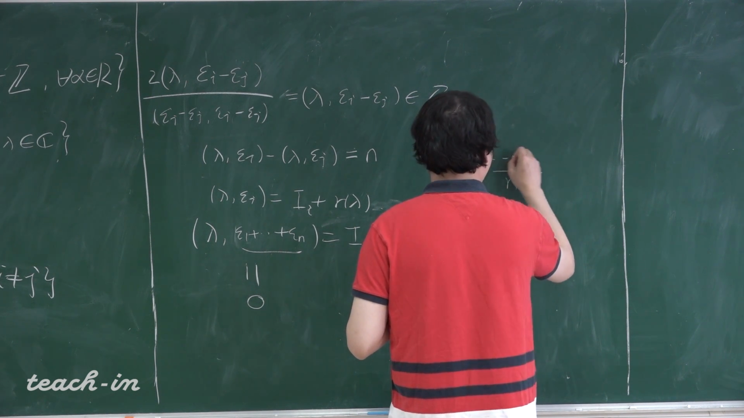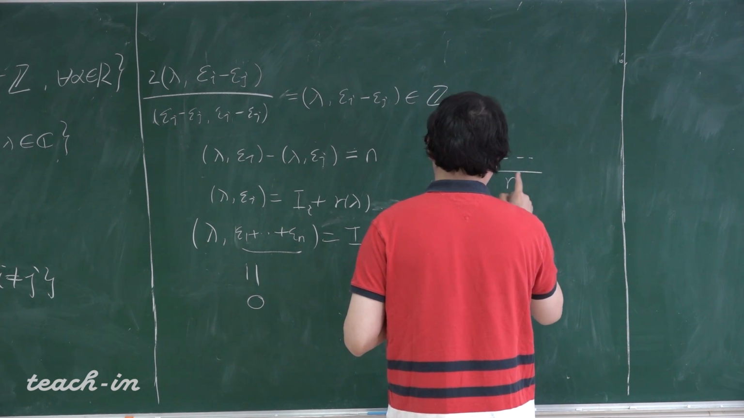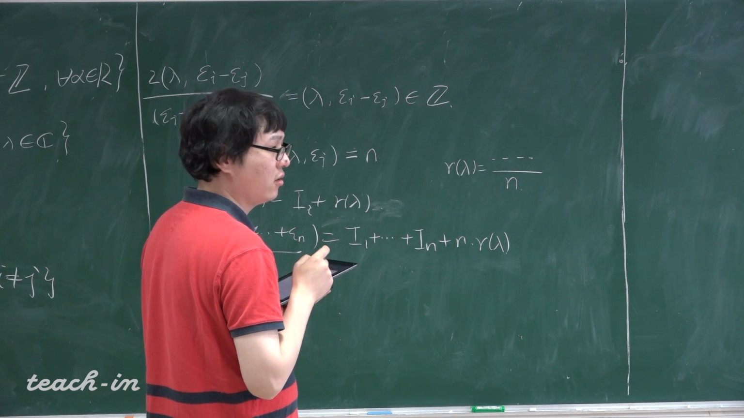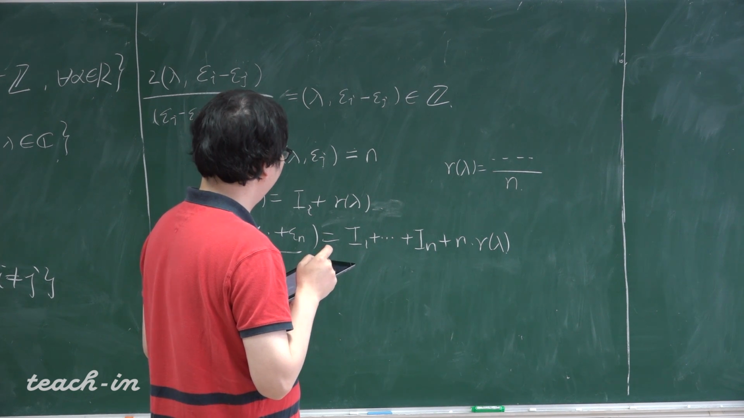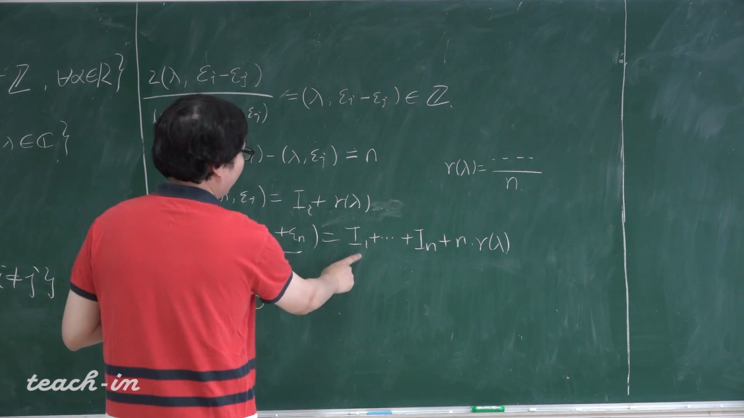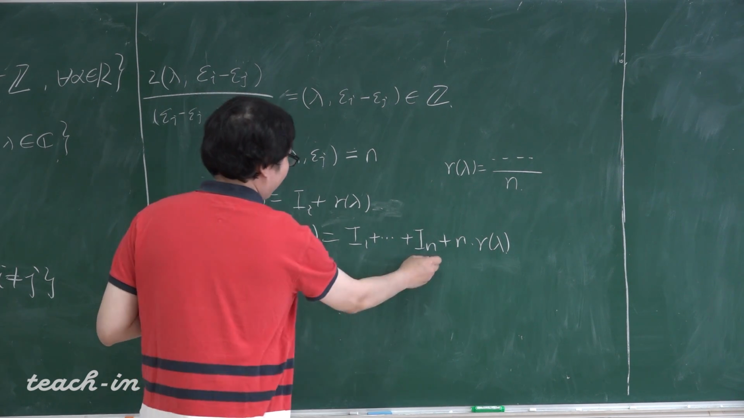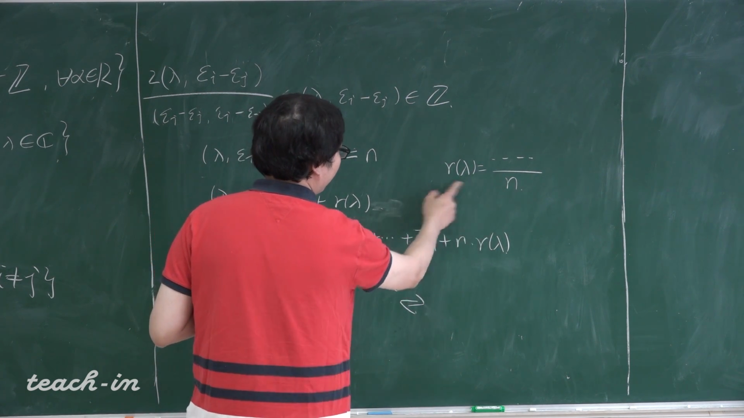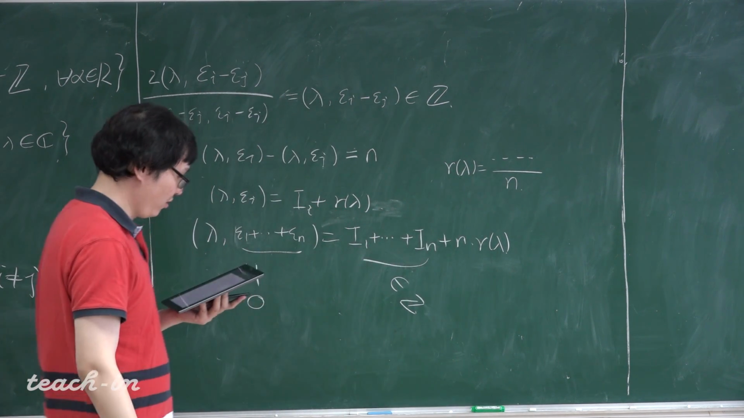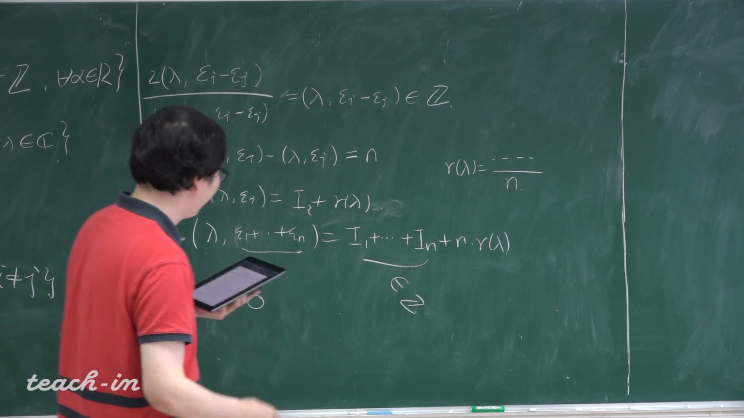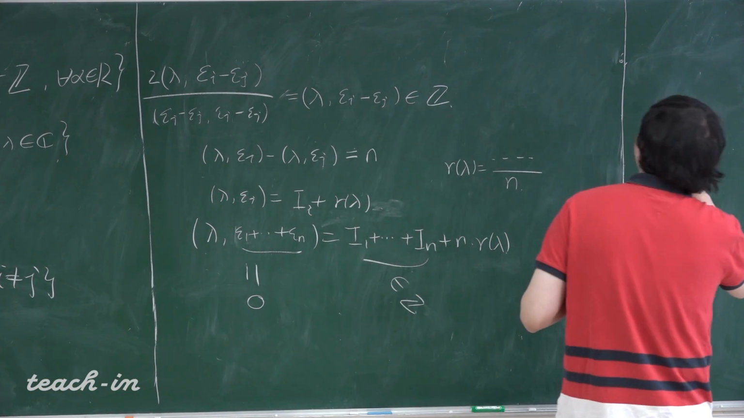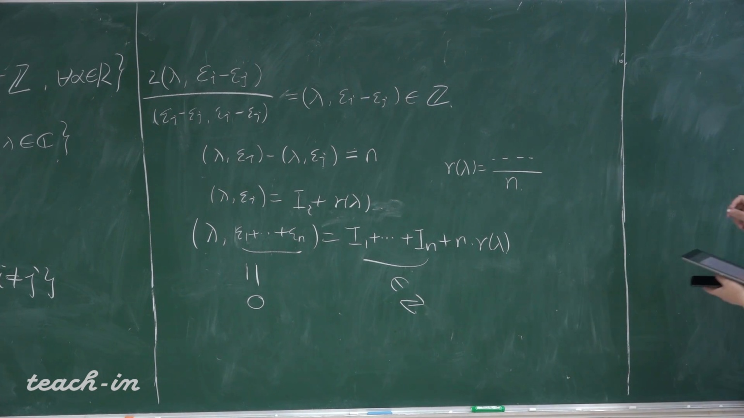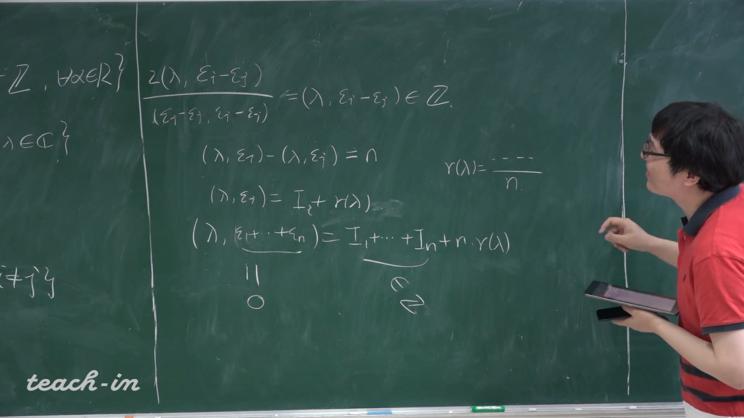So n is some integer over n, some integer depending on lambda. Why integer? Because these are all integers, and this is 0. So your R lambda will be this. But the next part is what I didn't believe.